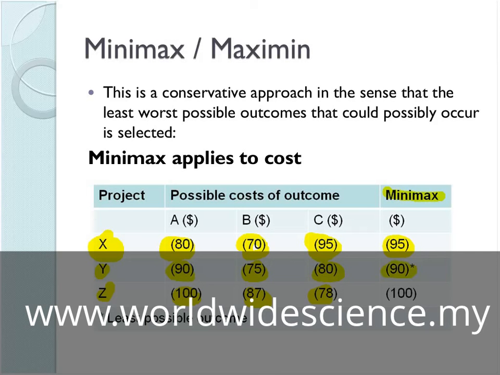We put on the 90, and the project Z here is the worst possible cost, like 100, right? We should select the highest amount in the possible cost. As you can see, in the project Z it is 100, right? It's a variant A. So we put it as a variant A.